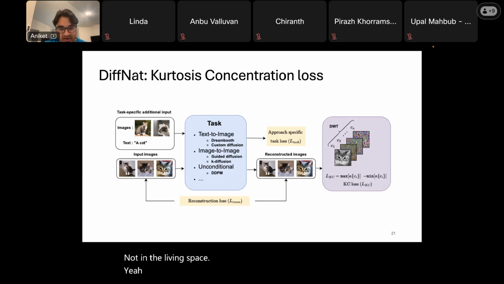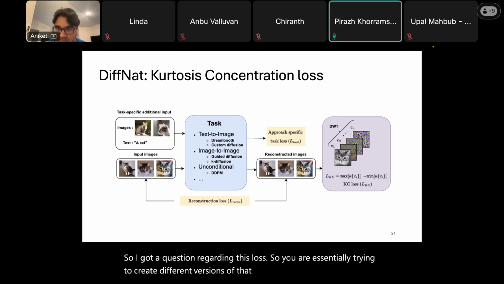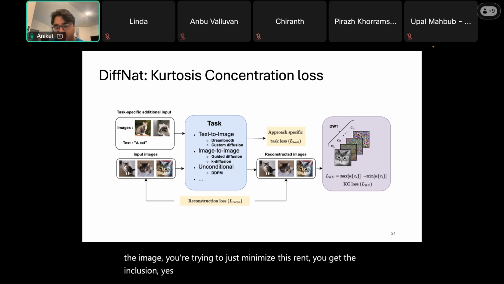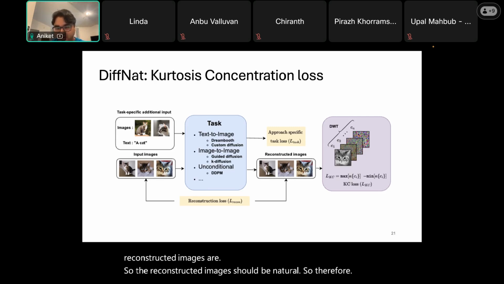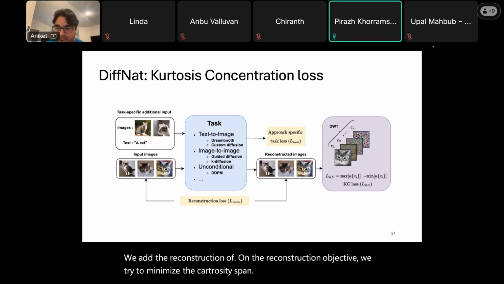Does anyone have any questions on this? I do have a question regarding this loss. So you're essentially trying to create different versions of that reconstructed image by applying filters. And since the kurtosis concentration should be irrespective of the image, you're trying to just minimize this range. Is that the intuition? Yes, yes. So we want to make sure that when the reconstructed images are generated, they should be natural. Therefore, on the reconstruction objective, we try to minimize the kurtosis span.